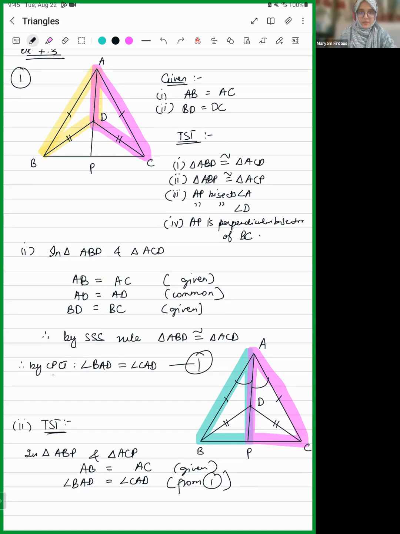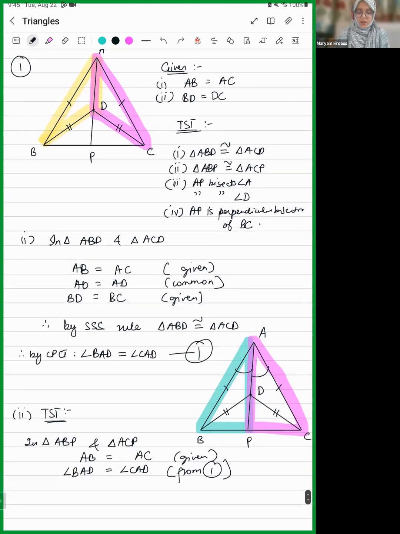Abdul Jabbar, do you know what CPCT means? No? Okay. Then we have been using this in all our exercises. When you're not understanding something, it's totally okay to just stop the teacher and ask, what is this? I don't understand. So CPCT means corresponding parts of congruent triangles.